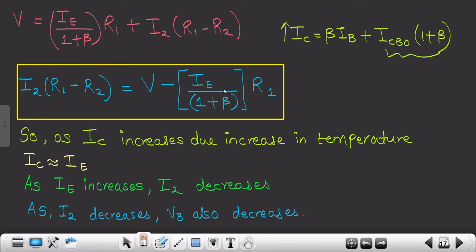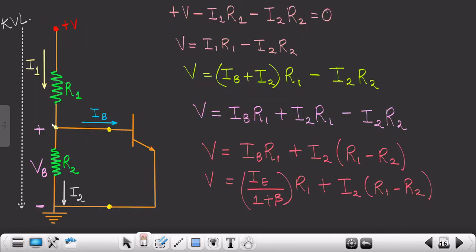With the help of this particular equation, as you can see, if the emitter current is increasing, this value increases, but it is getting subtracted from V, right? So that means your I2 decreases. Great. So as I2 decreases, this VB also decreases. That means this particular voltage, this is the voltage VB.